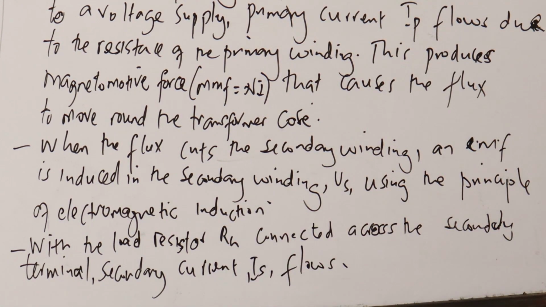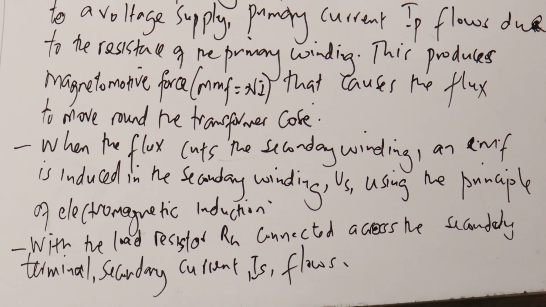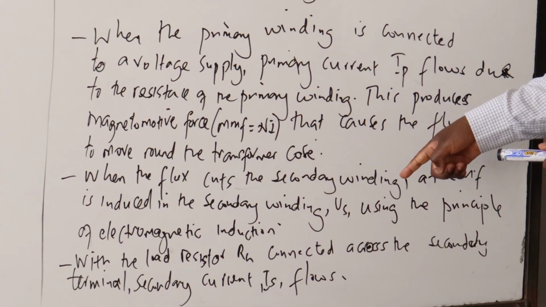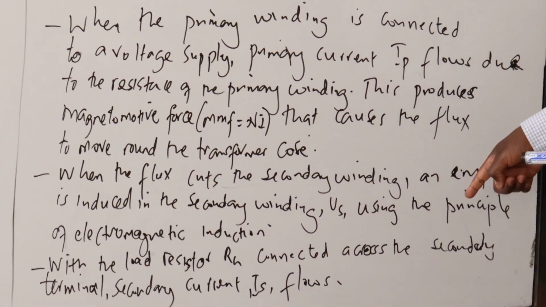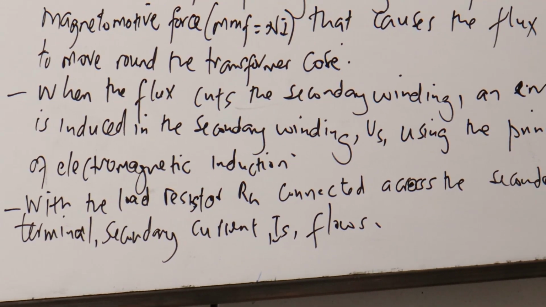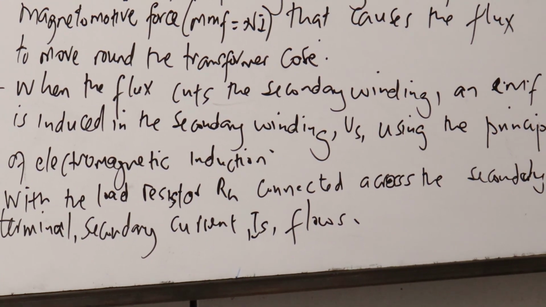So this is the principle of operation, and it's very clear that any time you're expected to know the principle, the basic diagram we're going to be using is a standard diagram. So we are saying that with the load resistor connected across the secondary terminals, then we shall have the secondary current, from the diagram that you're seeing there.